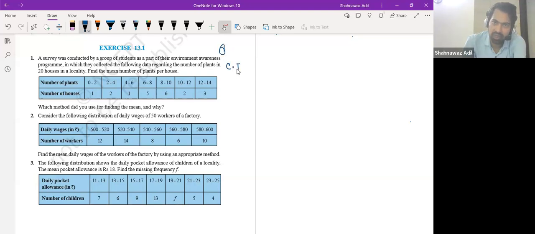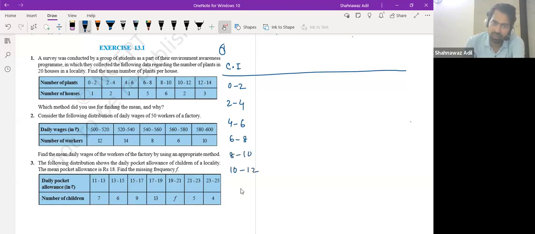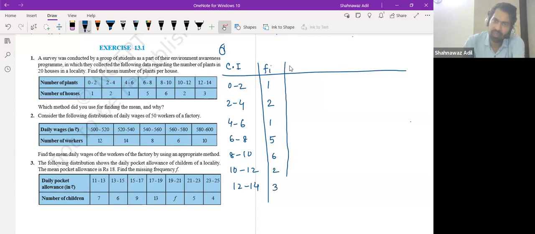So first, we write the class interval, right? So class interval 0 to 2, 2 to 4, 4 to 6, 6 to 8, 8 to 10, 10 to 12, 12 to 14. And then what do we have? We have frequencies 1, 2, 1, 5, 6. And then the first thing we calculate is xi, right? So this is a class mark. So how do we calculate? Lower plus upper by 2. So 0 plus 2 by 2, this is 1, then 3, then 5, 7, 9, 11, 13. So these are the class marks.